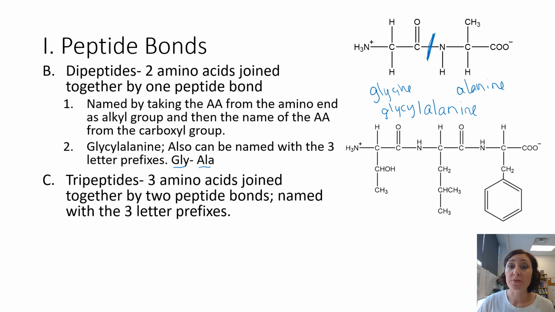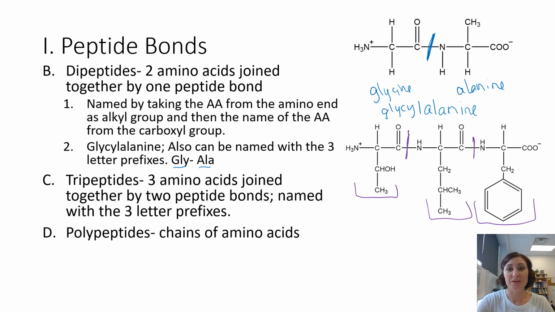Tripeptides are where you have three amino acids joined together by two peptide bonds. So we see in this, and again, if you're just curious where one amino acid stops and the other begins, look for that amide bond and draw a line between it. Here I have one amino acid, two amino acids, and my third amino acid, and they are brought together by that amide linkage. We name these using three-letter prefixes because, as I said, it gets very wordy.